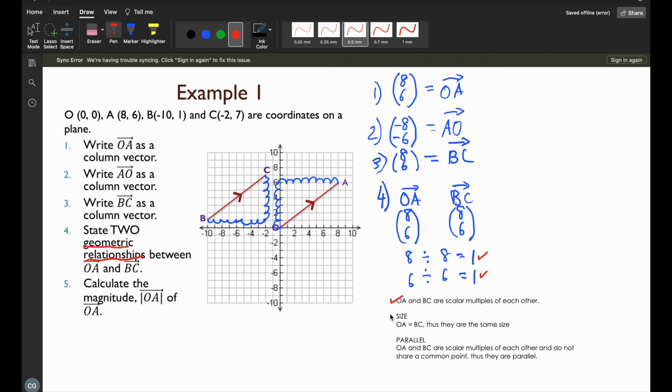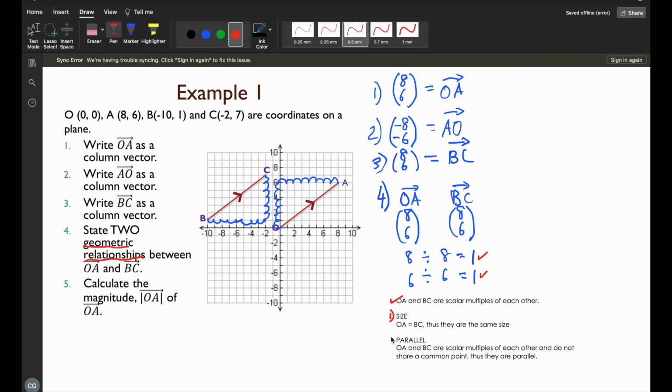Now, the first relationship that I'm comparing is the size. So OA and BC are the same size. So OA is 8, 6 and BC is 8, 6. Now, if OA was 8, 6 and say MN was 16, 12, what do you realize about them? OA is half the size of MN. In other words, MN is double OA. But in our case, OA and BC are the same. So because they are the same, we say that they are the same size.